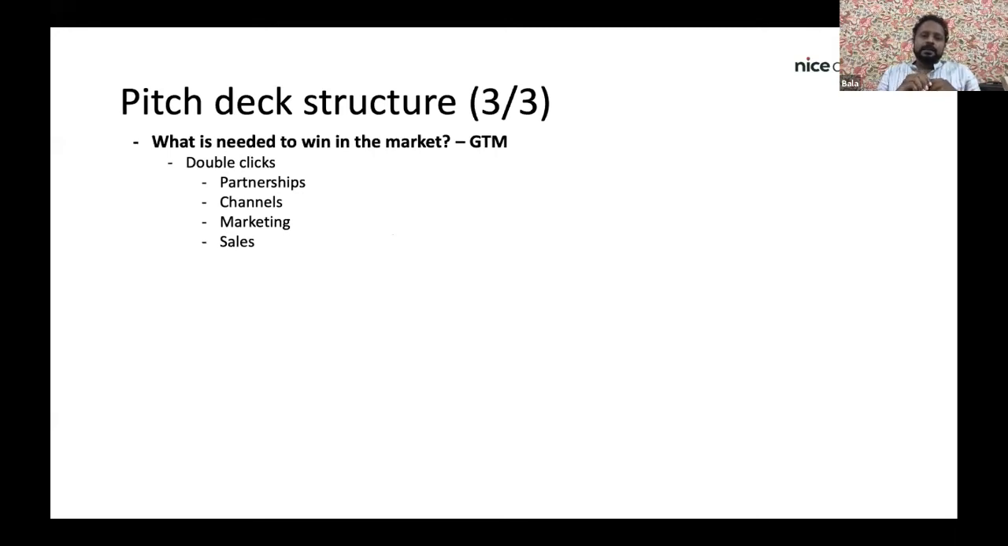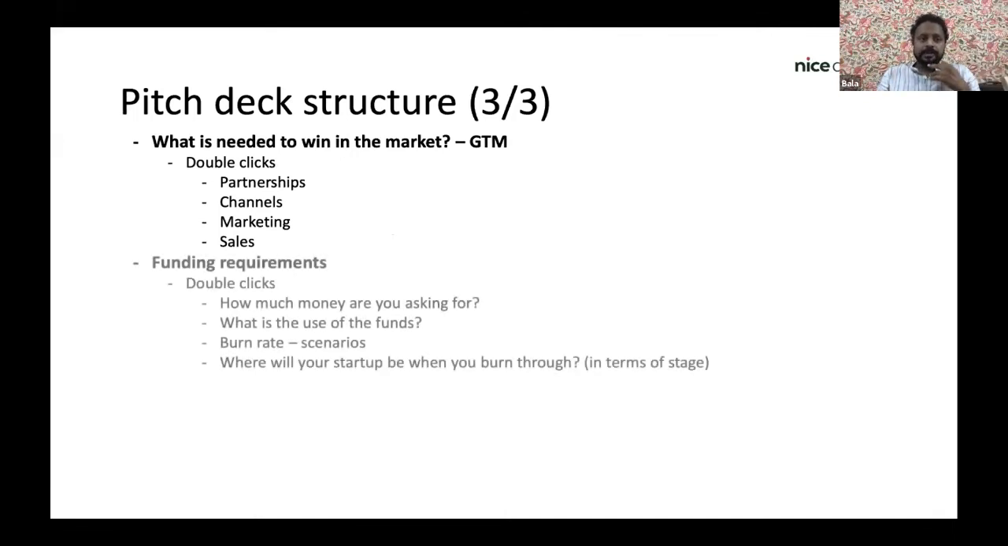Then next is how are you going to market, right? So what kind of partnership is needed? What kind of channels are needed? Marketing, sales, so that your investor can understand what it really takes to successfully scale your product or solution, right?